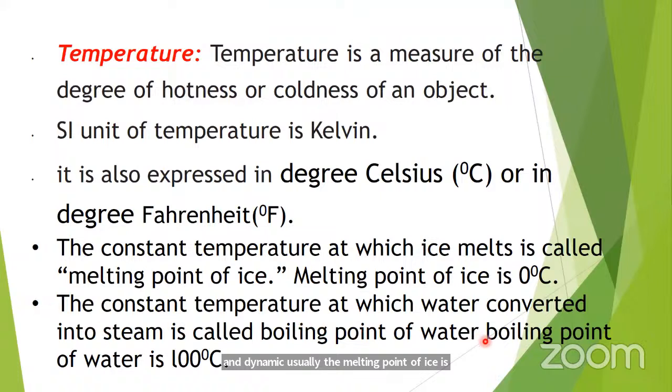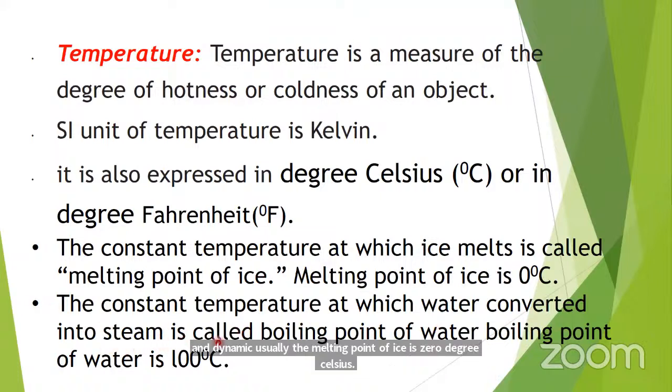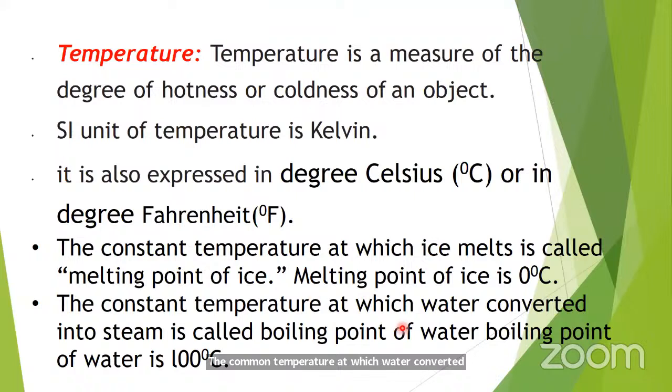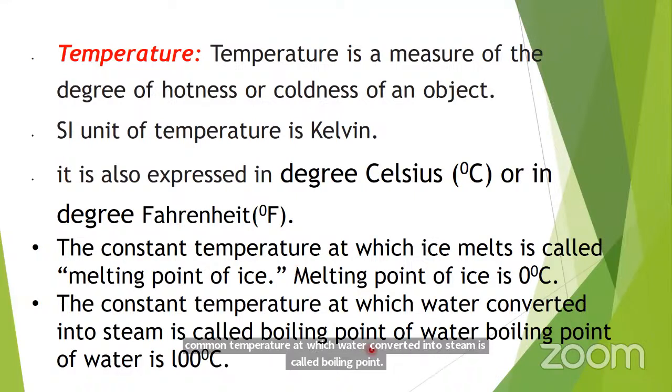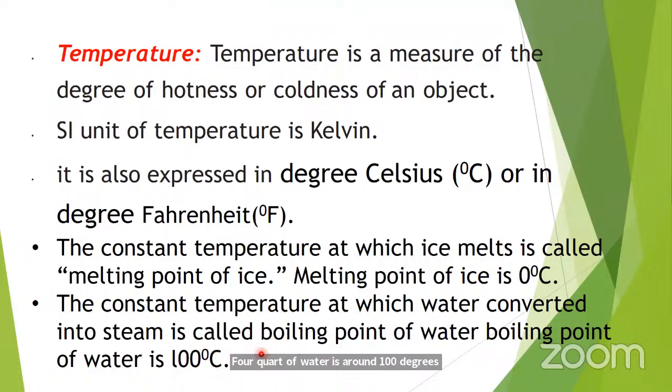The common temperature at which water is converted into steam is called the boiling point. The boiling point of water is around 100 degrees Celsius at standard temperature and pressure. Boiling takes place even at low temperatures if the pressure is decreased.